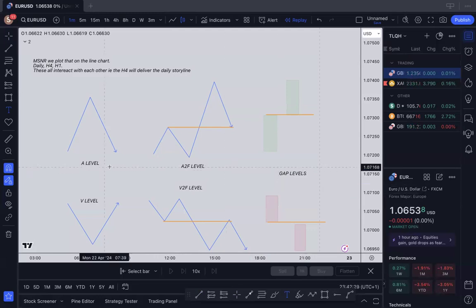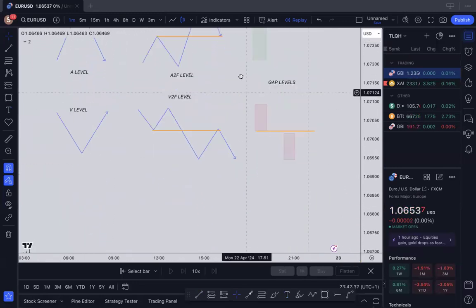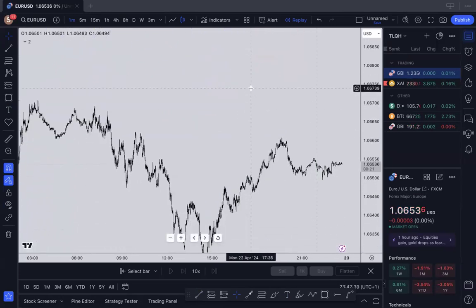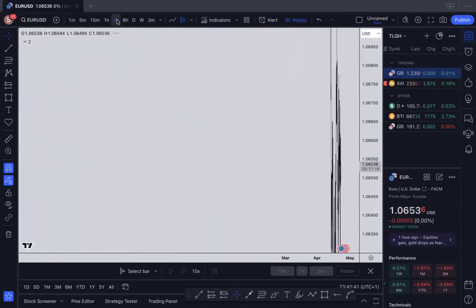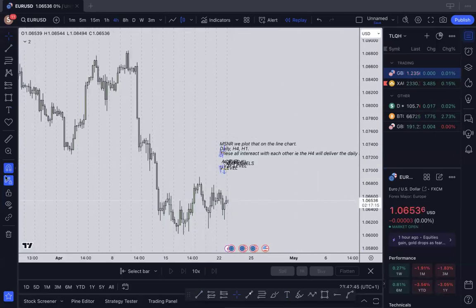Okay, so these are your three types of levels. So now let's go and plot these on the chart. So we're just going to go to the H4 chart here. I'm actually just going to clear my chart.